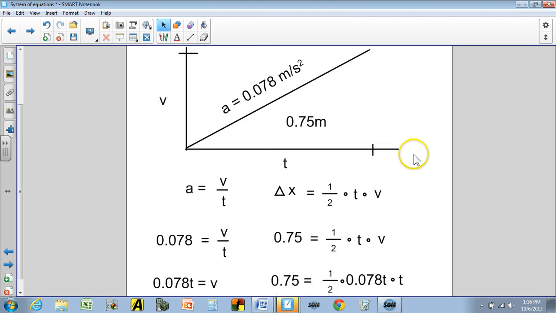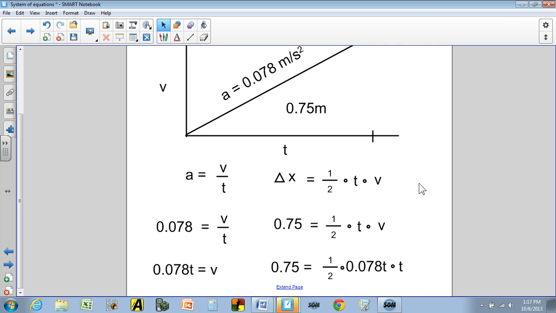We know that the acceleration is equal to the velocity over time. We also know the displacement is 1/2 the time times the velocity. So now we have a system where the time in both of these equations and the velocity in both of those equations are equivalent. So we plug in some numbers and we can figure out that the velocity is equal to the acceleration, 0.078, times the time.